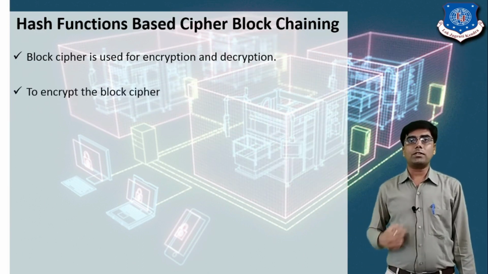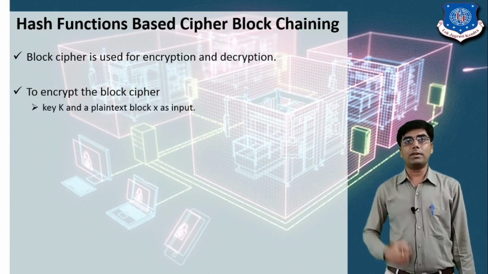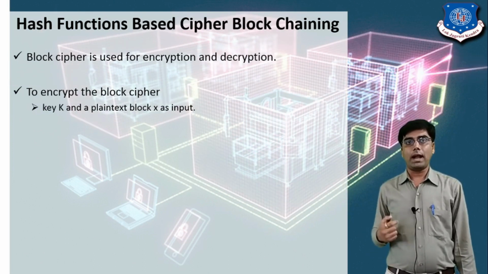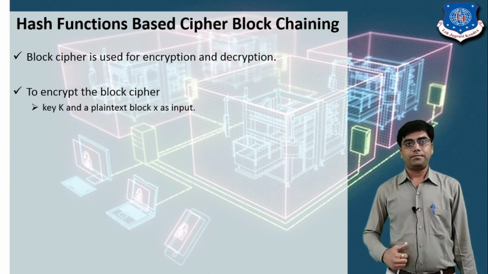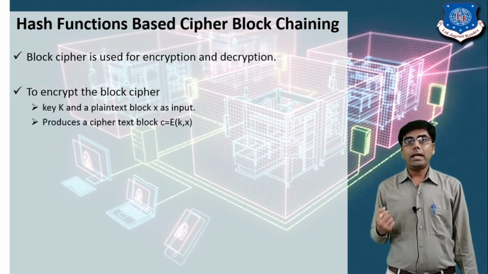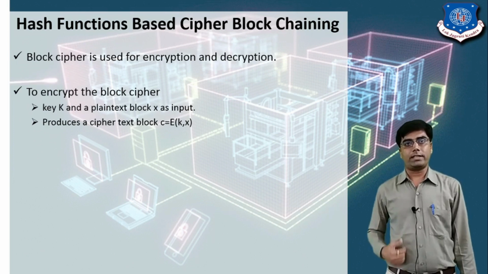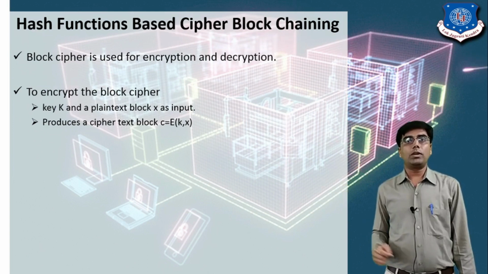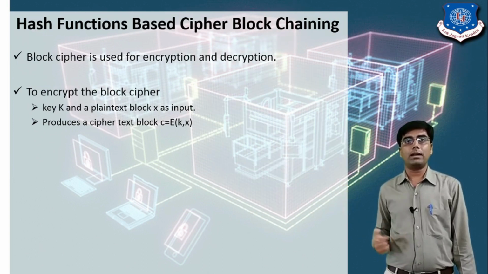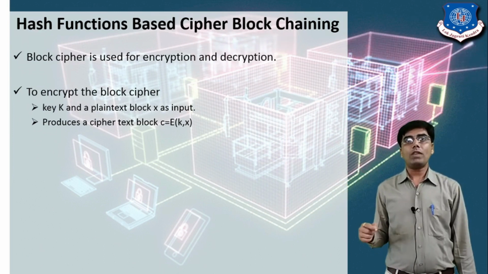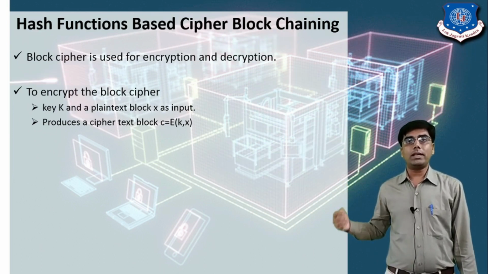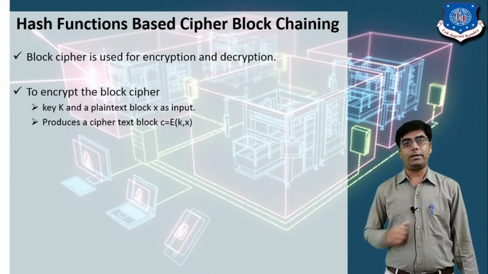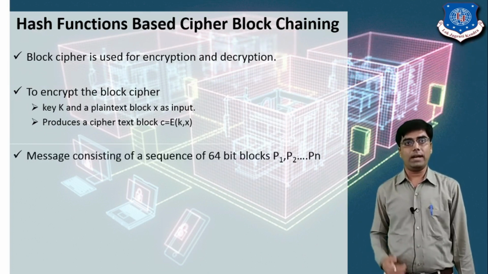To encrypt, first of all we require two things. First, the input plain text block, and second, the key. After applying the encryption, it produces the cipher text block. As you know, the formula for finding the cipher text is C equals E of K comma X. It means we apply the encryption along with the key on a plain text message, and after applying the encryption, you get the cipher text, right? So this is a simple procedure.